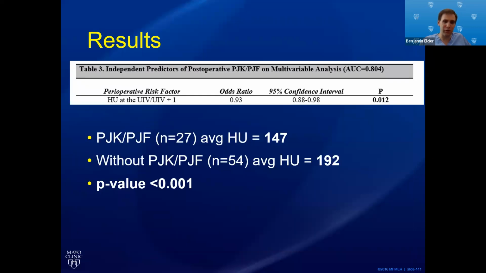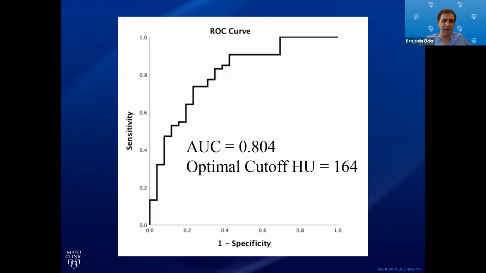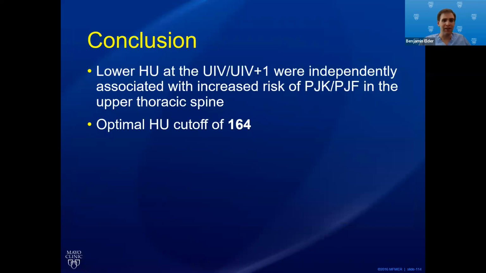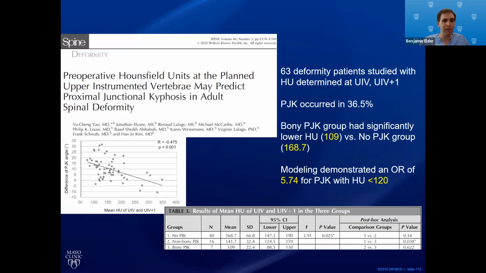And in this one, it was 147 that we tended to find for those with junctional failure versus 192 for those without. But again, as you get closer to the cervicothoracic junction, the Hounsfield units tend to go up. And in this one, we found the optimal cutoff for upper thoracic constructs was 164. And again, in patients with these cutoffs, most of them are going to be found in that less than 145 group. So clearly, Hounsfield units at the UIV and UIV plus 1 are a significant factor with junctional problems.